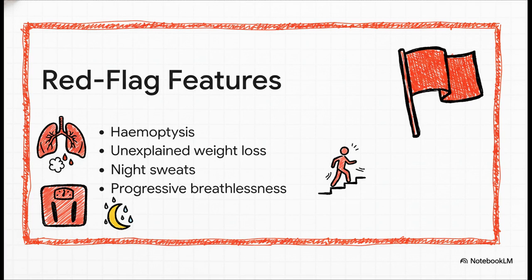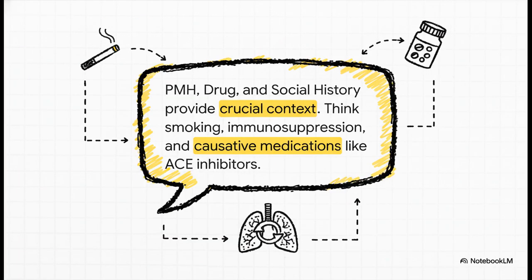So the crucial point here is you must always ask about them specifically, never, ever just wait for the patient to bring them up. And remember to connect the dots. Everything is context. A history of getting chest infections over and over might point to an underlying issue like bronchiectasis. A 40-pack year smoking history is obviously vital if you're suspecting COPD or lung cancer. Oh, and don't forget the drugs. ACE inhibitors are such a classic cause of a dry cough.